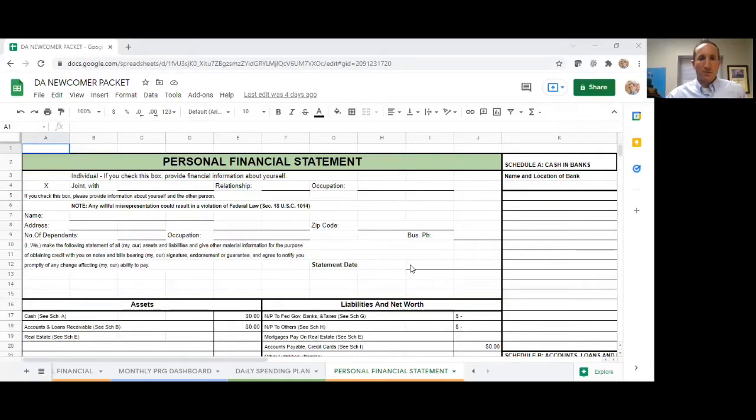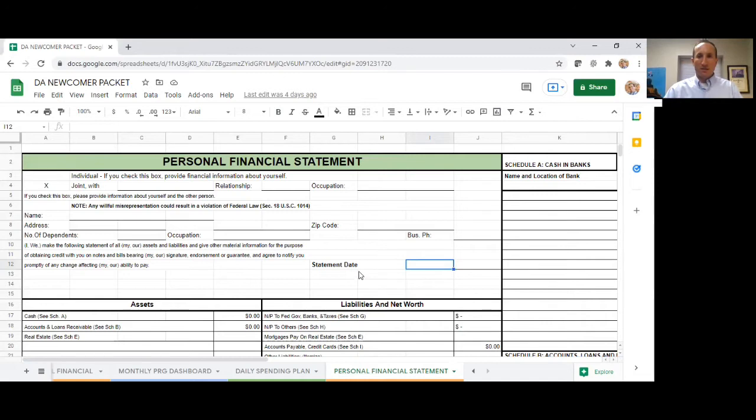So now you will see the personal financial statement. This is the personal financial statement that I've laid out and that I use on a regular basis. This first section on the top left-hand corner is just describing who's filling this out, and what relationship you are. Are you filing jointly? Do you normally file your taxes jointly with a spouse or a partner? What's your occupation? That goes there. The name, your address, occupation, and then what date was this personal financial statement filled out?